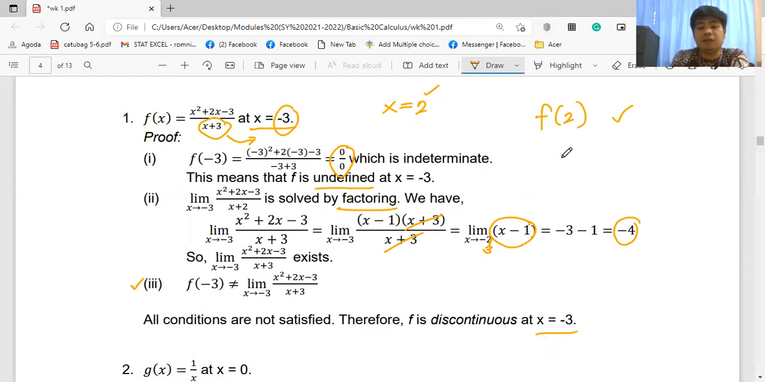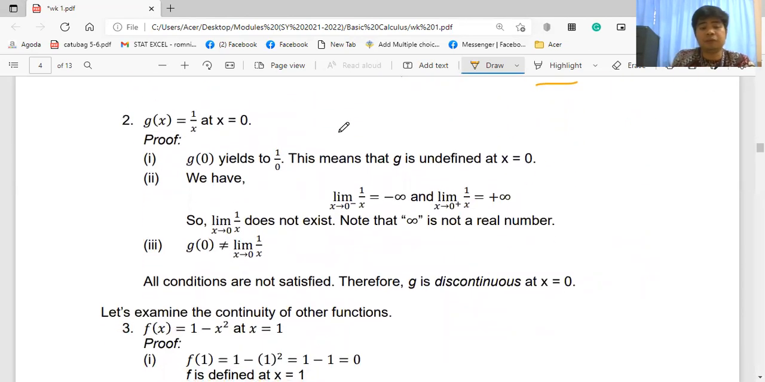f of 2 is defined, and the limit of the function as x approaches 2 exists also. So they're actually the same. Okay, so the function f is continuous at x equal to 2. Now in number 2, at x equal to 0, we can see immediately on the first condition, it's already undefined.